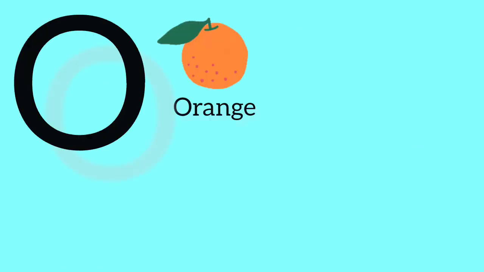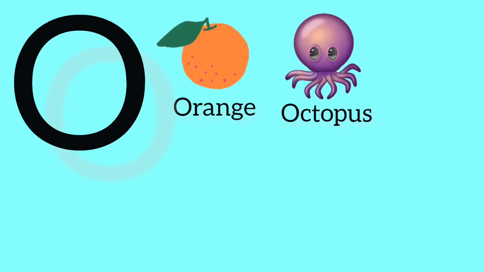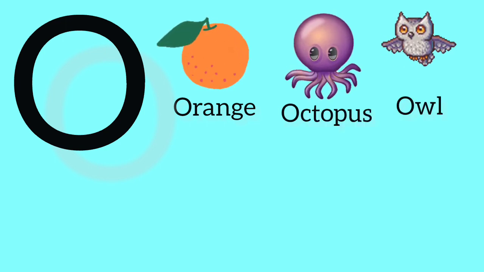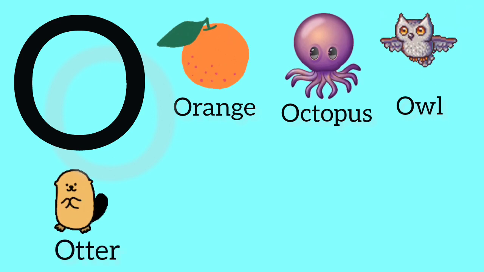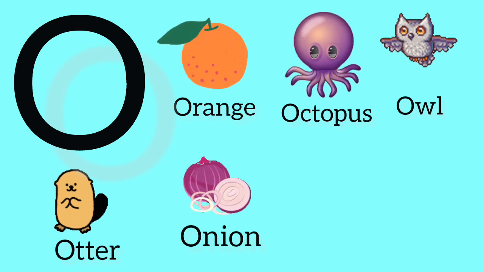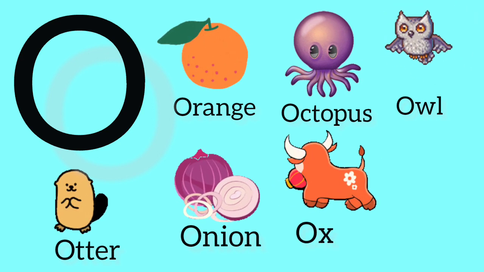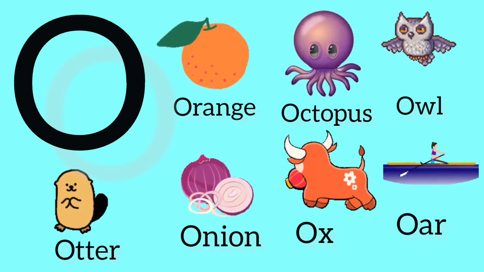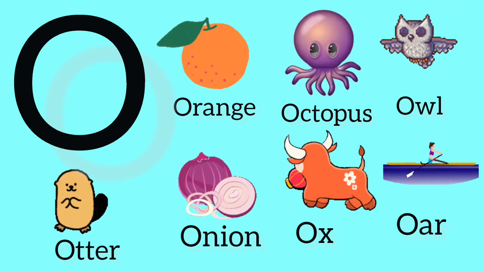O. O is for orange. O is for octopus. O is for owl. O is for otter. O is for onion. O is for ox. O is for oar.